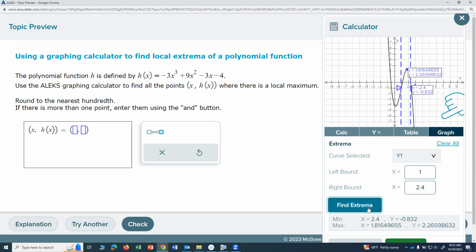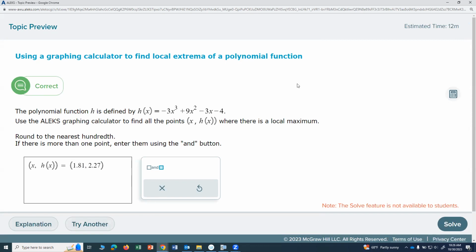I click on Find Extrema, and it actually gives me the point up here. It will also give you the edge, like the minimum on that boundary, on that x interval, but you can ignore that. All we care about is that highest point, that local maximum. So over here, I'm going to go ahead and put 1.81. It says round to the nearest 100, so I'll do 2 decimal points. And 2.27.